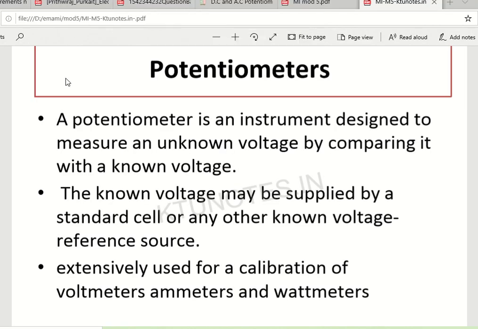A potentiometer is an instrument designed to measure an unknown voltage by comparing it with a known voltage. You have already done some experiments in your plus 2, and I think in the physics lab, to find the potentiometer.